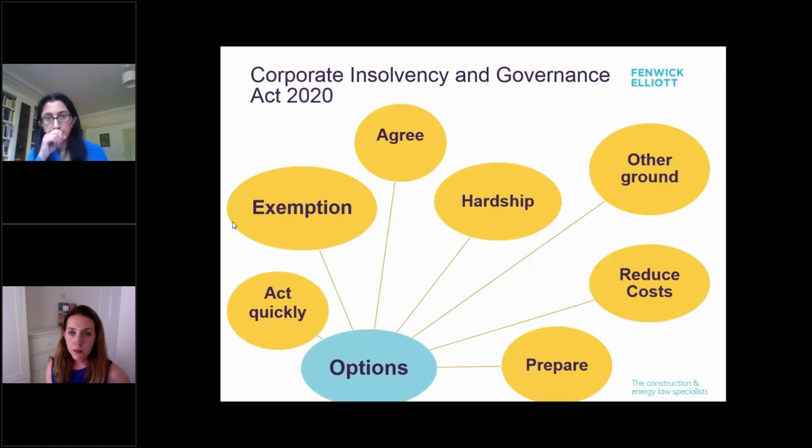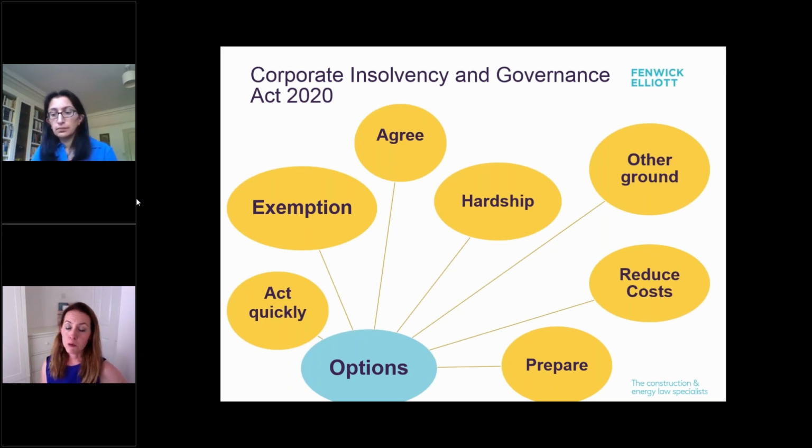Now, there are a few things that you might be able to do to minimise this risk. And here are some of the ideas that we've come up with. So option number one is to act very quickly. If you think as supplier there is a likelihood that your customer is going to become insolvent, then it may be that you can act or find a reason to terminate promptly now before it actually gets to the point where it is formally insolvent.